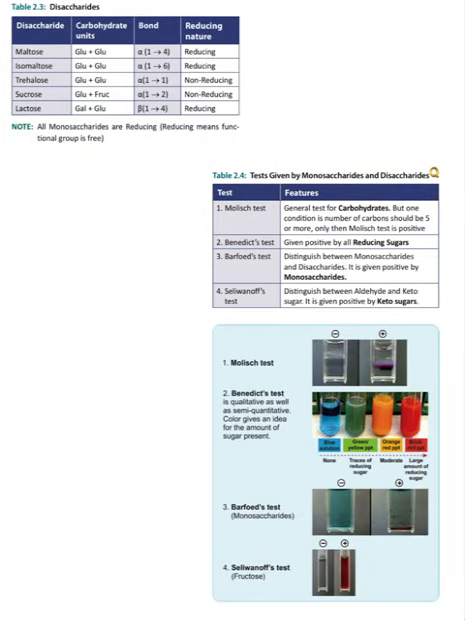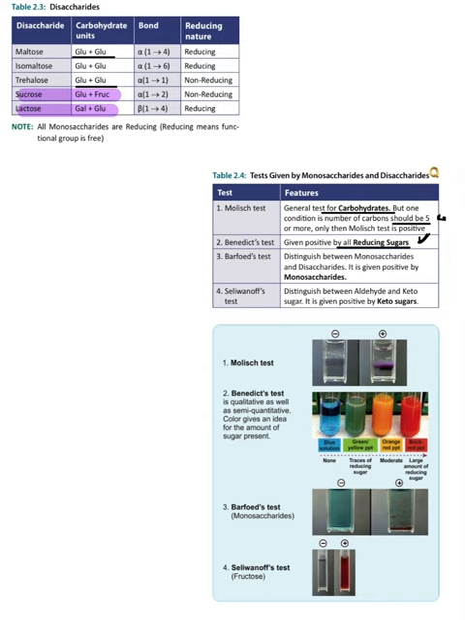Okay, now maltose is made up of 2 molecules of glucose. Then trehalose is present in cockroach. Then sucrose is made up of glucose plus fructose, and lactose is made up of glucose plus galactose. Okay, this is important, guys. Now you have the Molisch test, which is given by carbohydrates, but the number of carbons should be 5 or more in Molisch.